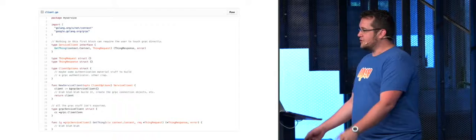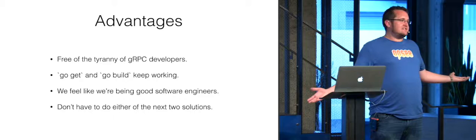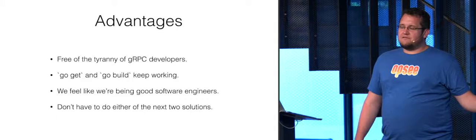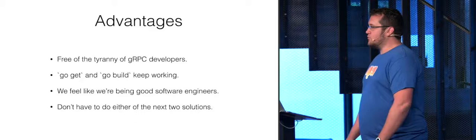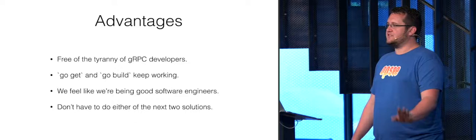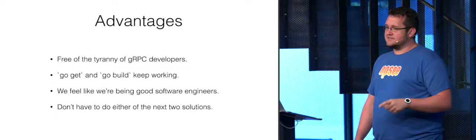The advantages of this: we are free of the tyranny of gRPC developers, right? So gRPC people are free to change their interfaces as much as possible. Our new services can vendor whatever version of gRPC they want, and it doesn't matter because the underlying protocol is still protobuf. It's not going to change a lot. It's all over HTTP2. The semantics of gRPC inter-service communication aren't what change a lot. It's the actual interfaces that Go is exposing.